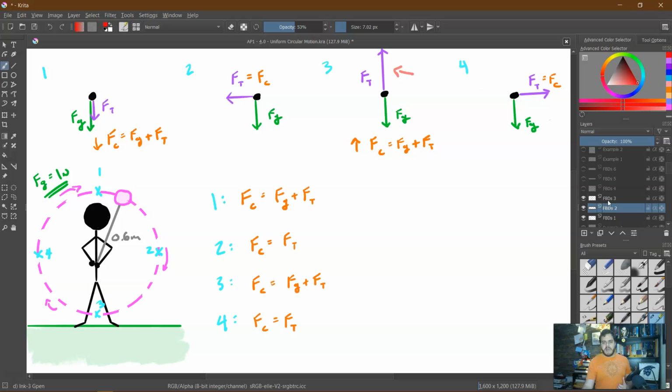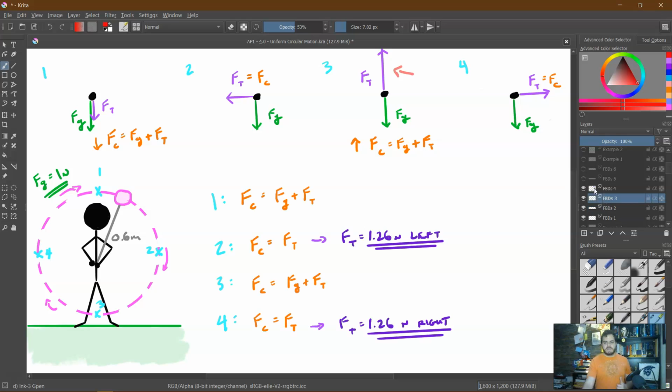So let's go ahead and write out, for all 4 of these, the equations I just found. And once again, for points 2 and 4, we already found the centripetal force on the previous page. We found it was 1.26 newtons. So at point 2, the tension is going to equal that. It's 1.26 newtons to the left. For point 4, it's going to be 1.26 newtons to the right. Both of those towards the center. Now, how can we find the other two? Well, we know that the gravitational force on the ball is 1 newton, because its mass was 0.1 kilograms, so 0.1 times 10 meters per second squared, 1 newton. But how can I find the tension at point 1 and at point 3?